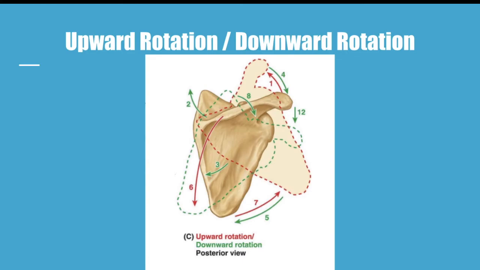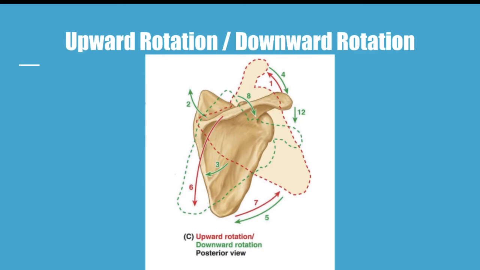And finally, we have upward rotation and downward rotation. In the series of videos where I go over each muscle that attaches to the scapula, I'll be reviewing how the muscles cause these movements because I feel like this is the least intuitive movement. It's kind of difficult to see sometimes, but the definition is pretty simple.